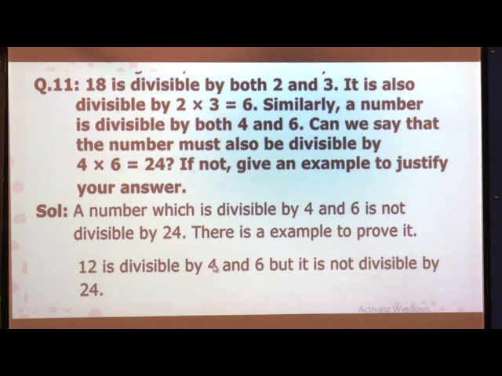Now, we have to find whether 12 is divisible by 24 or not. No, 12 is not divisible by 24 because it is the smaller number. So, as given, a number which is divisible by 4 and 6 is not necessarily divisible by 24. It cannot be divisible by 24.